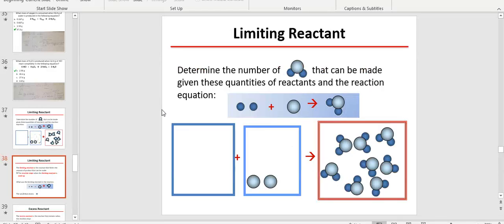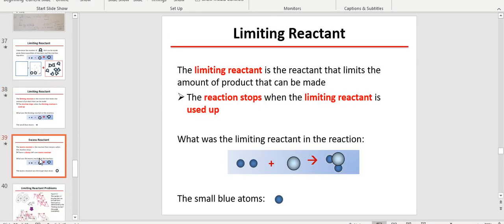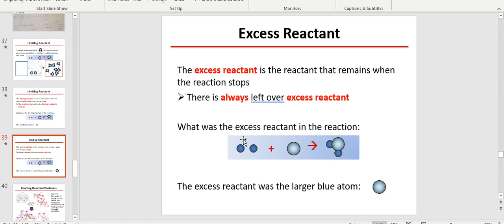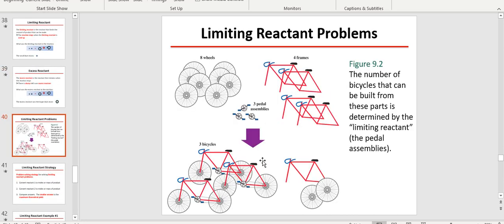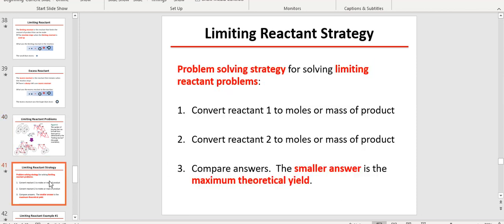Okay? And I'm just going to jump here. There is always leftover excess reactant. And this is a silly little slide. I think it kind of confuses things more. We've got 8 wheels and 4 frames and 3 pedals, and so I can make 3 bikes, but then here what did I run out of? I ran out of pedals. So in this case, my pedals would be my limiting reagent. All right.